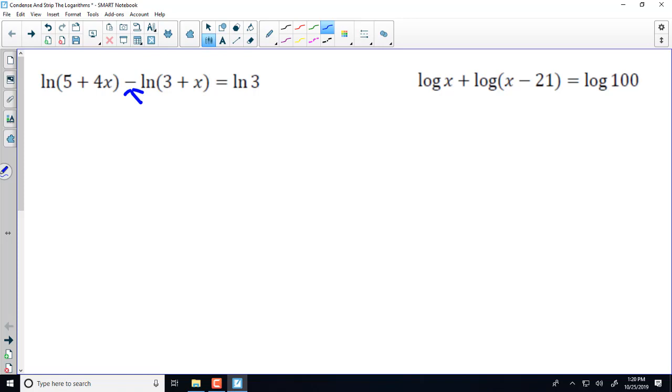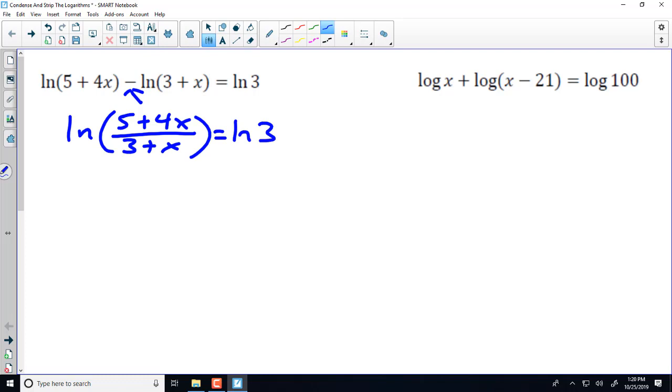We're going to combine the two logarithms on the left-hand side using the quotient rule. So it's going to be ln of (5 plus 4x) over (3 plus x) equals ln of 3. Both sides have a single logarithm of base e. Remove the logarithms. (5 plus 4x) over (3 plus x) equals 3.